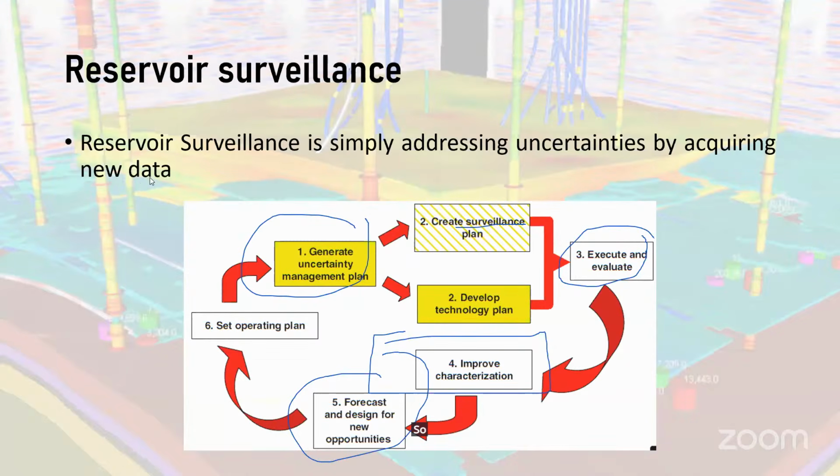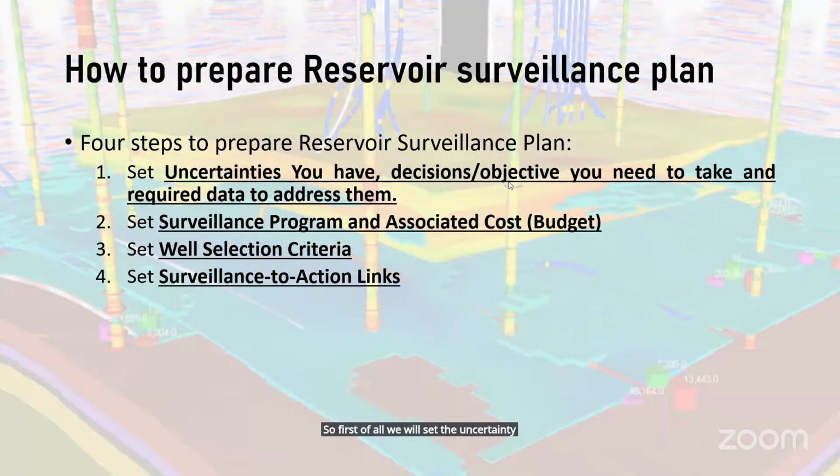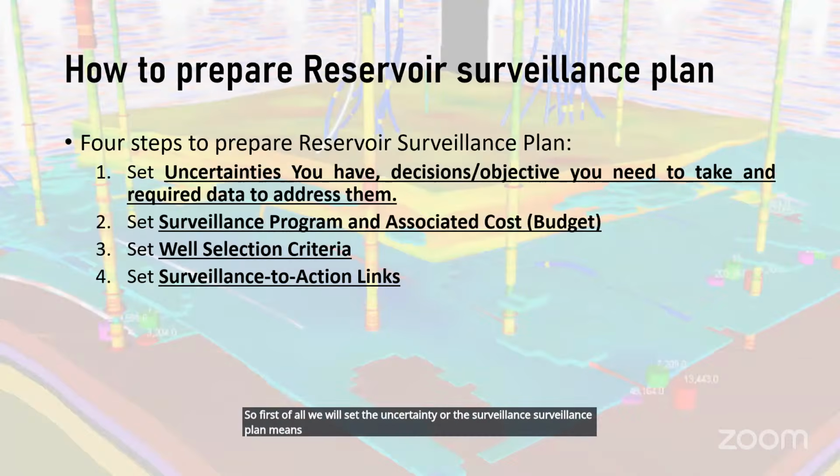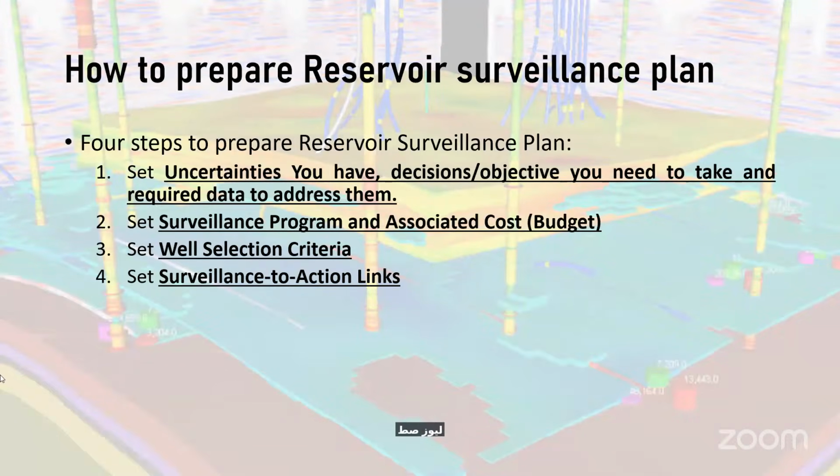So first of all, we will set the uncertainty, the decisions, the objective. We will set the surveillance plan. Okay, a surveillance plan means, for example, how many well tests you want to perform, at which time, and for which wells. And what will be the associated cost to be booked into the budget for the company. Also, which wells you want to select to use certain tools, and what are the dependent actions according to the results of this surveillance. Okay, this is the reservoir surveillance plan.